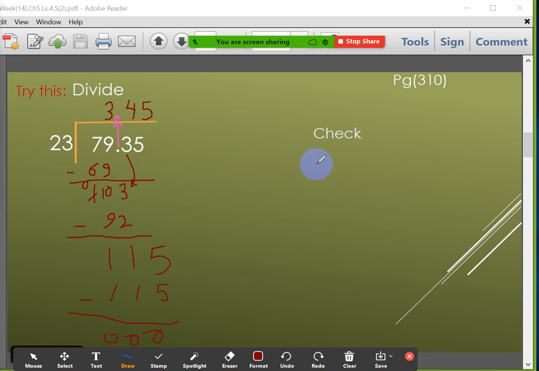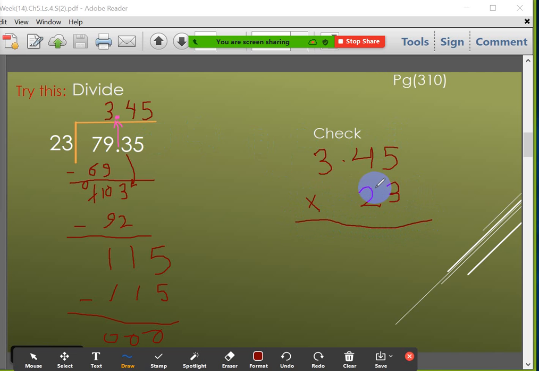Now, what about the checkpoint, the check step? You know that to check if my answer is correct or not, I have to take the quotient and multiply it with what? With the divisor. So I will take the quotient, 3.45, and multiply it with the divisor, 23. If I have the same dividend, that means my answer is correct. The quotient is correct.